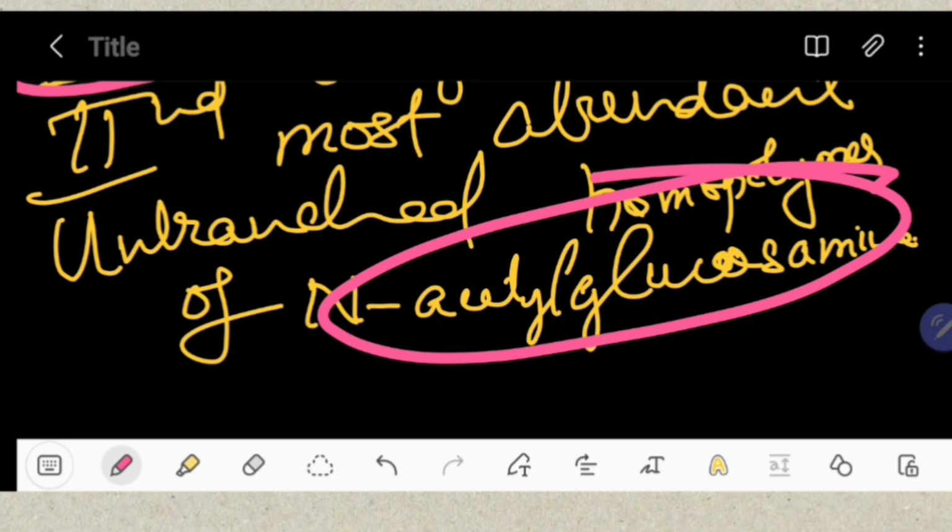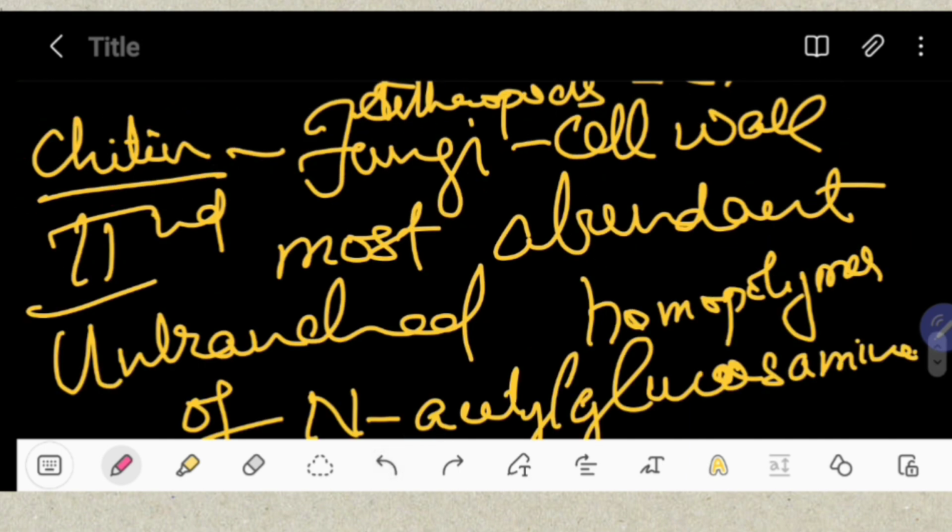Two ways the questions can be asked. N-acetyl glucosamine is the monomer of chitin. Chitin is made up of N-acetyl glucosamine. Many chitin do not combine to form N-acetyl glucosamine. Many N-acetyl glucosamine combine to form chitin. Just remember that it is an unbranched homopolymer.